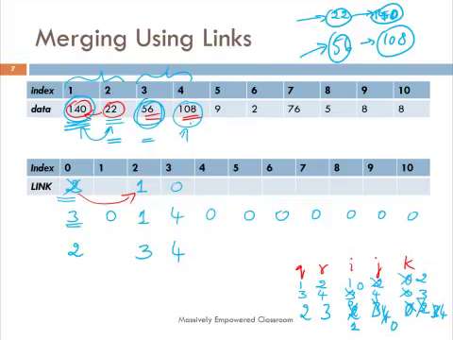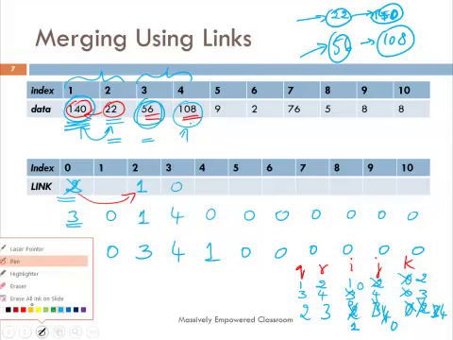Now you ask, is I 0? No, I is not 0. So therefore we do link K is I. That means link of 4 will become I. Right? So the rest of the remaining elements will remain zeros. And it returns this. Let's see if we have got the correct answer. Let me use some other color.